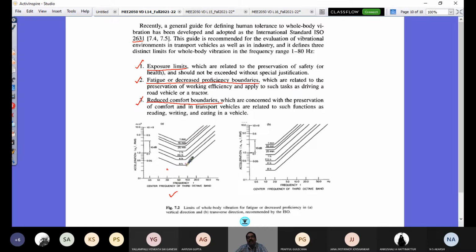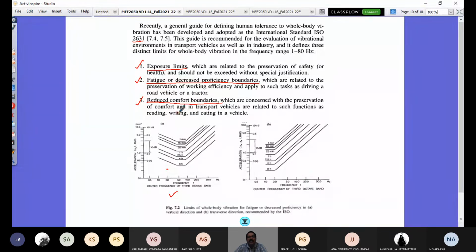On my left is the acceleration perceived by a driver or occupant from foot to head in the vertical direction, so it's AZ, and on the right is AX and AY, which is from back to chest or side to side acceleration. You can see that as the exposure time increases, the boundary levels reduce. For a 1 minute exposure, the allowable acceleration will be more, whereas for a long drive, the boundaries are dictated by the lower curves.